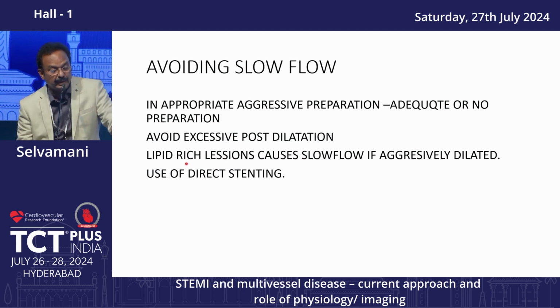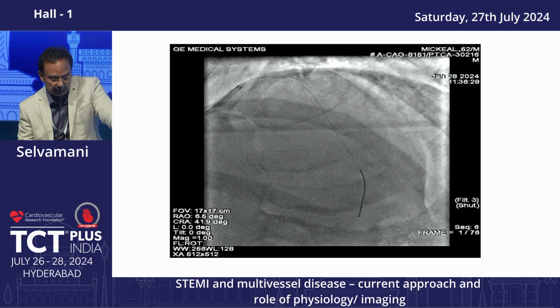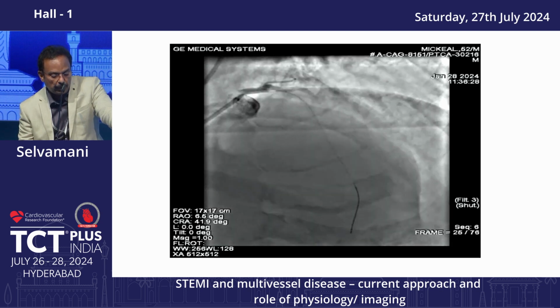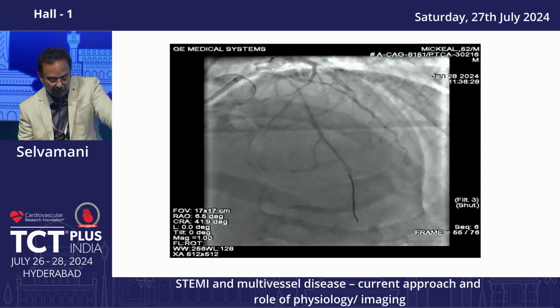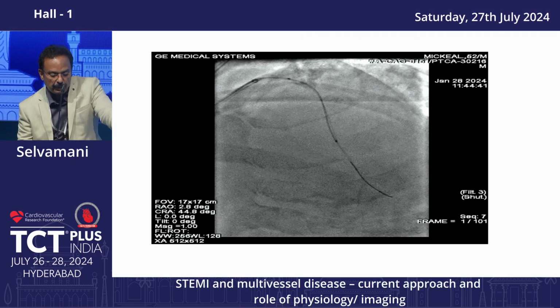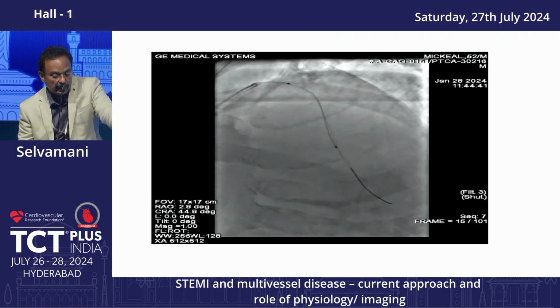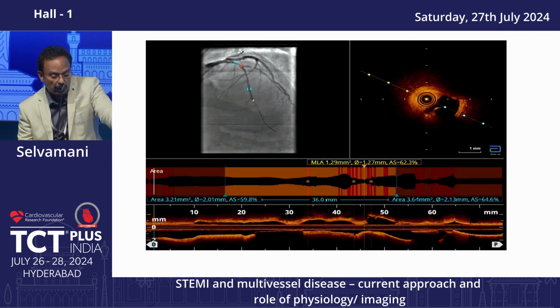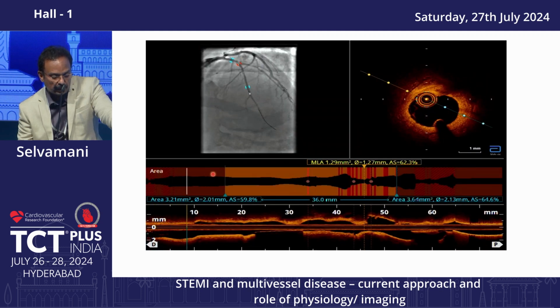When you dilate it excessively, you get slow flow. And of course, there are certain areas that you need to treat very carefully. When you do an OCT in such a case, you can directly do an OCT, or you can put a small balloon there, dilate, establish some flow, and then do the imaging. When you do the imaging, you look at this plaque here.